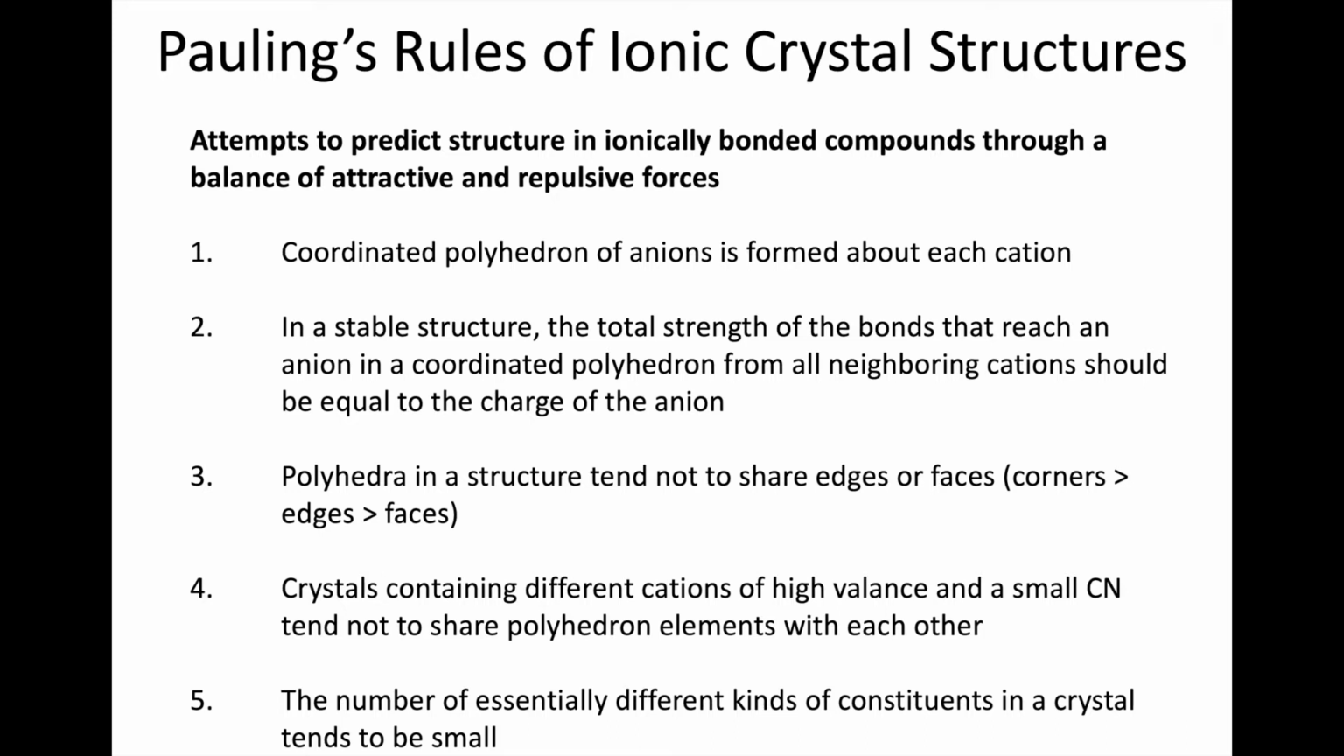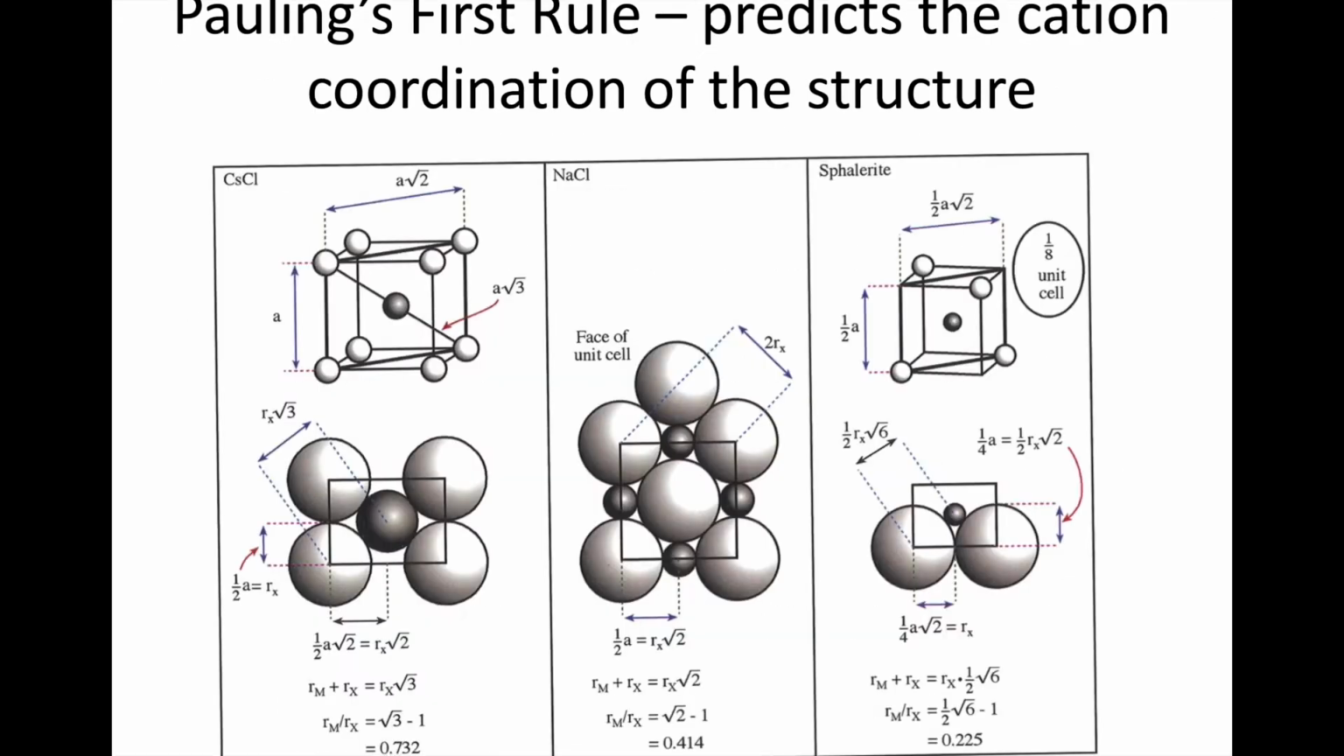All right, so let's start and go through in order to look at what these are. So the first one predicts what we call the cation coordination, because the anions are surrounding the cation. And we get these from simple geometry. And so some of the proofs are shown here for you.